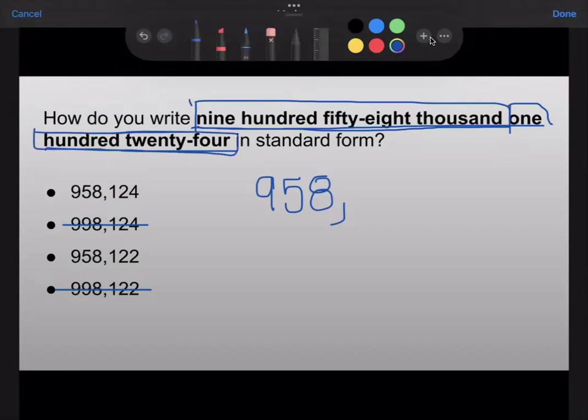124. Okay, so this is the part that comes after the comma. So we don't even have to look at what comes before the comma. We only have to look at what comes after because we already checked what comes before. So we need a 124 after the comma, and it looks like the first one is the one that gives that to us. Let's check the third one that we still had just in case. 122. So that's not quite right because we need one that has 4 ones, not 2 ones. So we're going to go ahead and eliminate that. So the answer here would be the first choice.